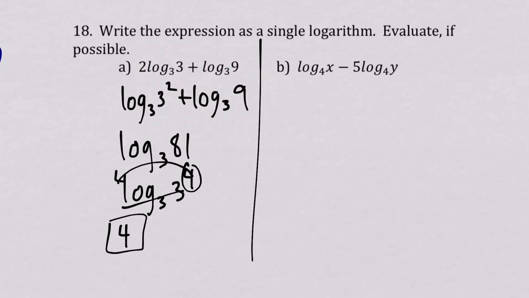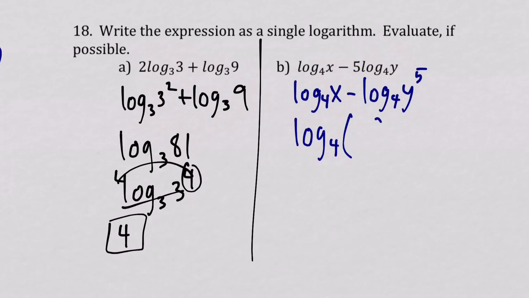Alright, for b, what I have is log base 4 of x minus 5 log base 4 of y. I'm going to do the same thing. First thing I'm going to do is bring the 5 up. I can't subtract them or add them until this is out of the way. Okay, so I'm going to do log base 4 of x minus log base 4 of y to the 5th power. And now the subtraction here means division of the inputs. So I'm going to put them together with the same base, log base 4 of x over y to the 5th. Notice this one goes in the numerator, this one goes in the denominator. And that's it. It's asking you to put it as a single logarithm. So it's done.